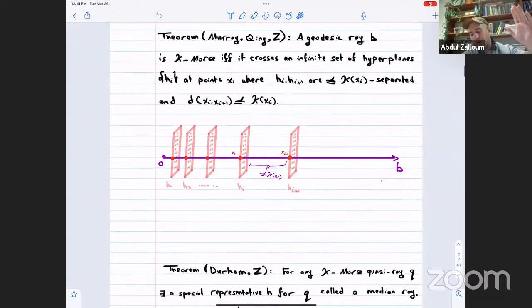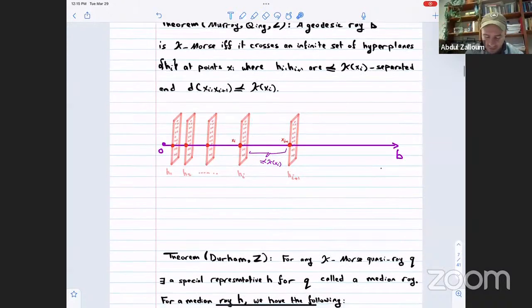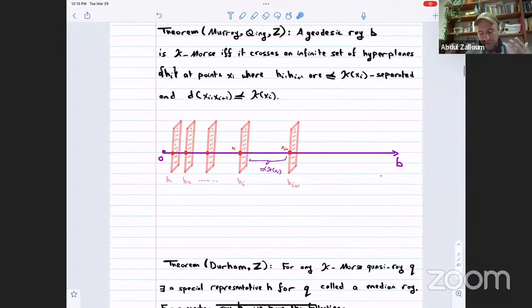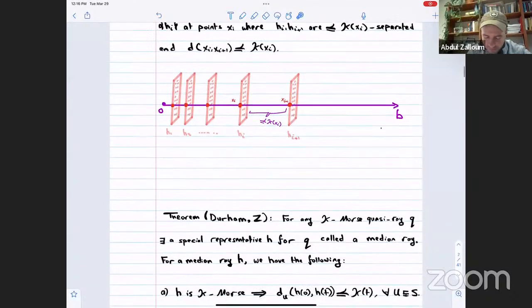You hand me a random quasi-geodesic, which is kappa Morse, and I can replace it by a quasi-geodesic ray which is a median ray. I didn't tell you what a median ray is, but I gave you something that characterizes it. A median ray is just something that projects to an unparameterized quasi-geodesic in each hyperbolic space. Now, for a median ray H, we have the following.